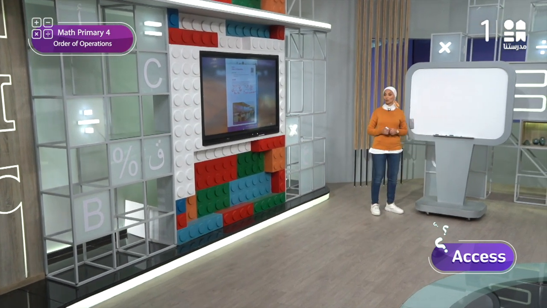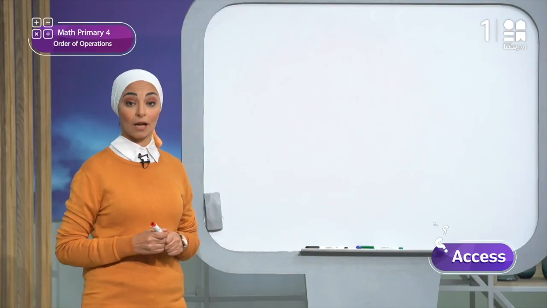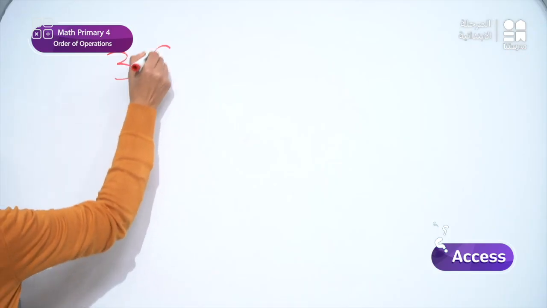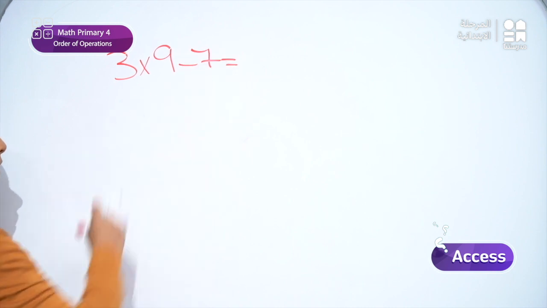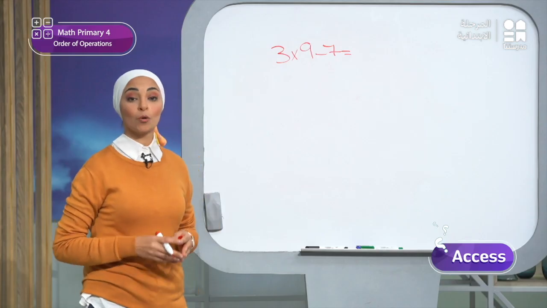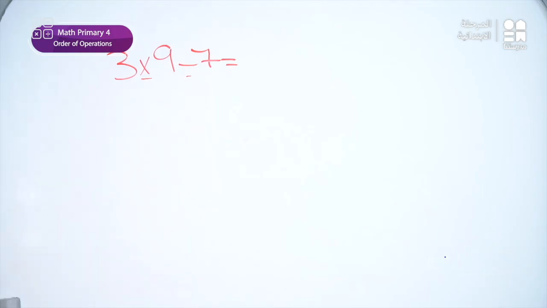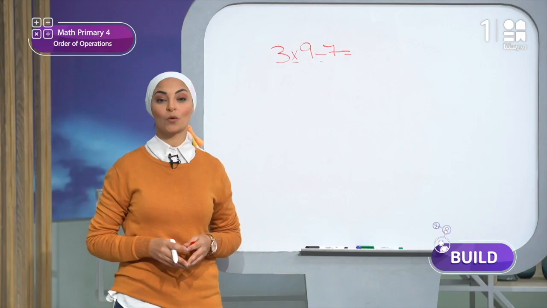Let's solve this example all together. Here we have 3 times 9 minus 7. I will write it: 3 times 9 minus 7. Now, this problem consists of two operations only, as you see here, multiplication and subtraction. We can solve it very easily. Of course, we will multiply first.